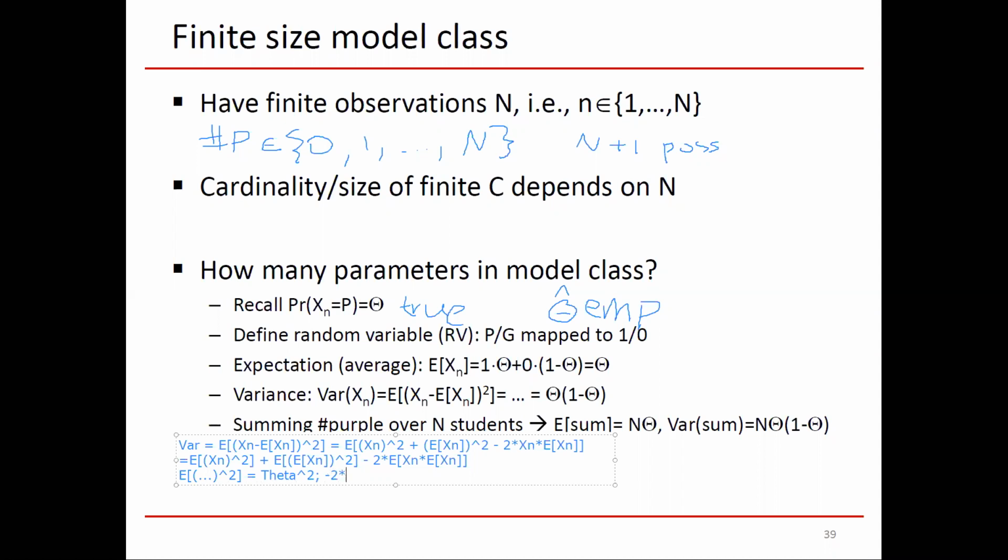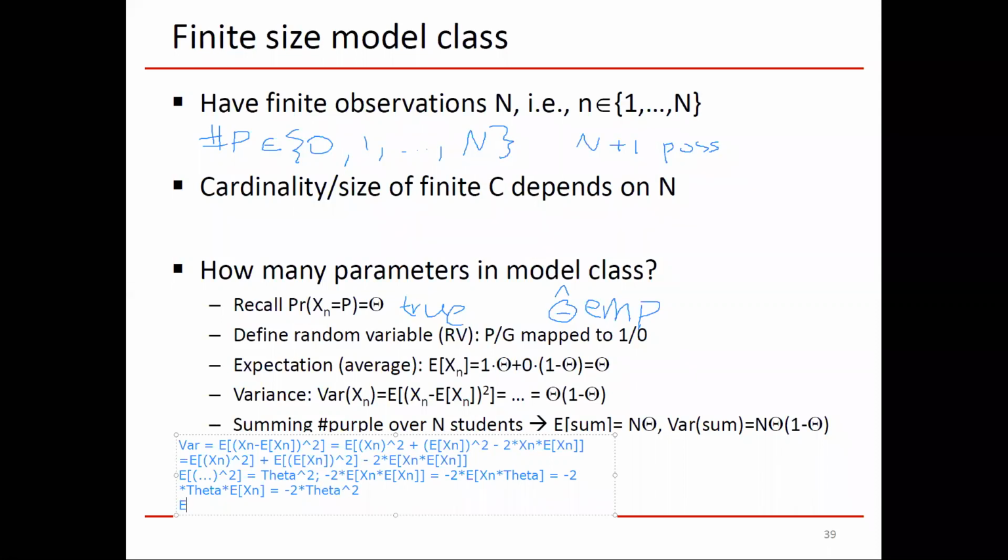So minus 2 times E of xn times E of xn is equal to minus 2 times E of xn times theta, which is equal to, taking the theta outside the parentheses, minus 2 times theta times E of xn. And E of xn is also theta, so we have minus 2 times theta squared.